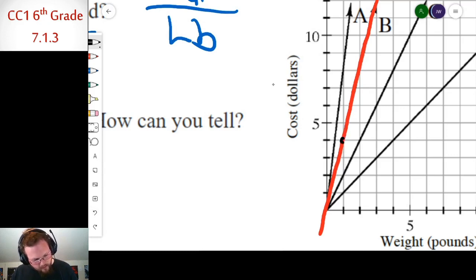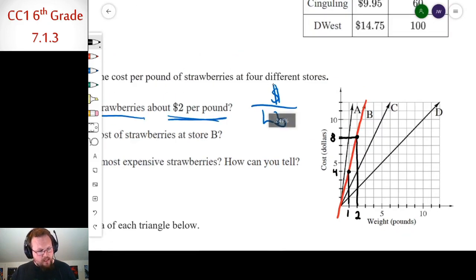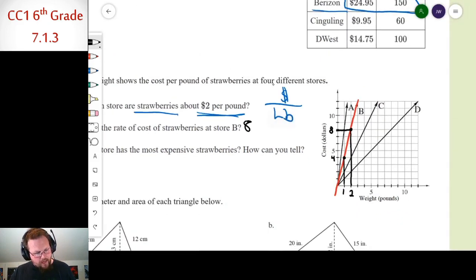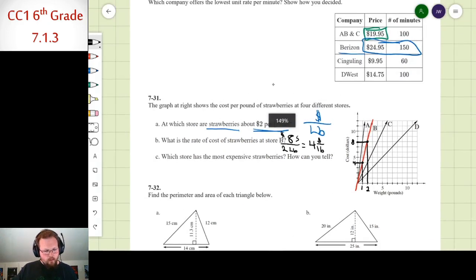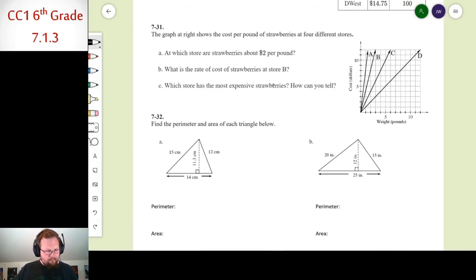But this point right here is at $4, and it matches with 1 pound. Or, just as easily, you could have looked at another spot on this grid line where it crossed right here, which is $8 for 2 pounds, which is exactly the same. If you took $8 divided by 2 pounds, you get $4 per pound, which is the same as if you did that from the 4. Okay. And the one that is the most expensive is going to be the steepest line.